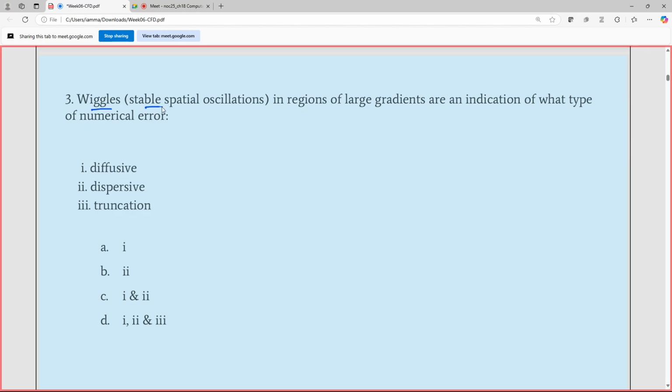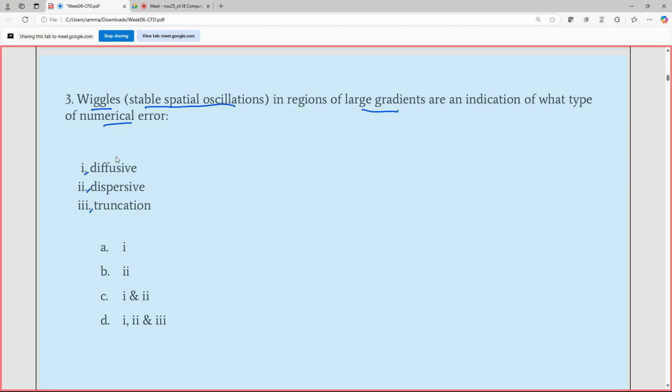Wiggles, that is stable spatial oscillations in regions of large gradients, are an indication of what type of numerical error? As we have discussed, as you might have seen in the videos, there are different types of numerical errors, and which among the following is the reason for wiggles? One, diffusive. Two, dispersive. Three, truncation.